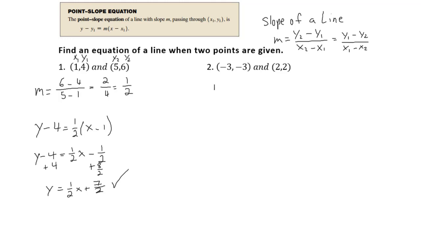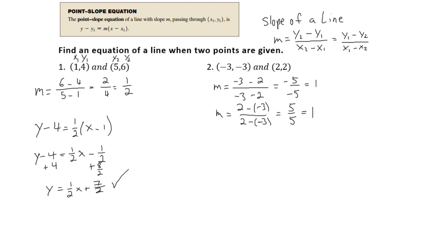All right, so again, start by looking at slope, and negative 3, minus 2. So that gives me negative 5 over negative 5, which is 1. If you did it the other way, you'd get 2 minus a negative 3, and that gives you 5 over 5, which is equal to 1. So I'm just showing as long as you're taking from the same point, you get the same answer. So we get 1 either way.